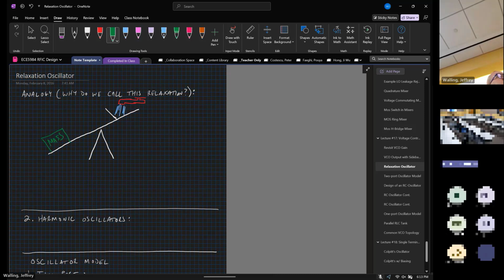And you can imagine what happens is the water is going to fill up. At some point, it gets heavy enough that the water is heavier than the mass. It tips the weight. All the water sloshes out, and the weight becomes heavier again. And this system just keeps repeating itself.